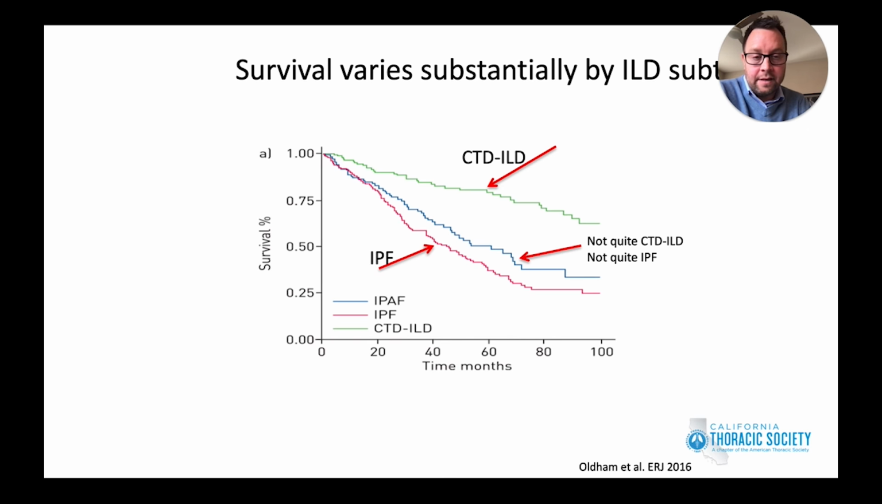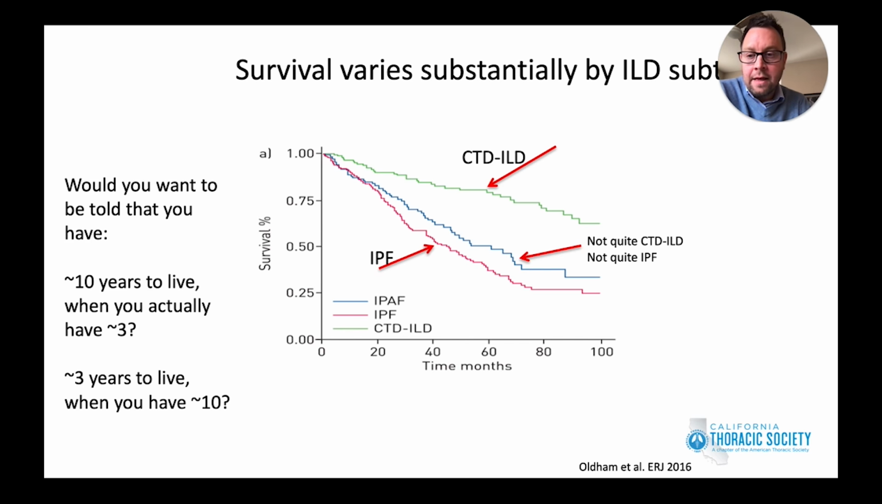This is a group that isn't quite IPF, isn't quite CTD, we call IPAF. And as you can see here, their survival falls somewhere in between, and we're still trying to better characterize this group. So getting to my previous point, you don't want to tell a patient they have 10 years to live if they actually have roughly 3, and vice versa.